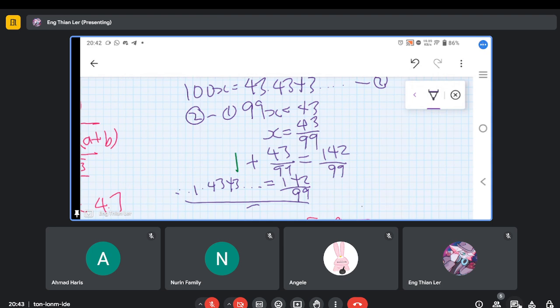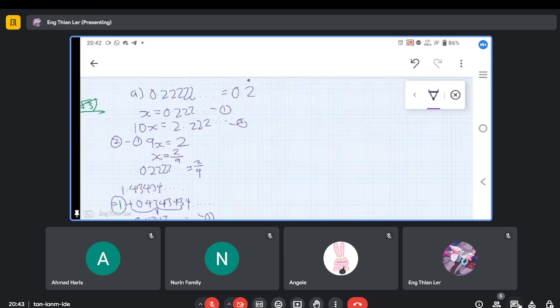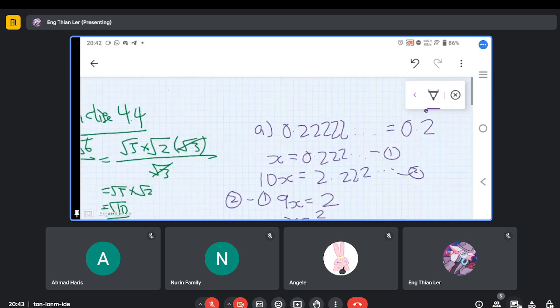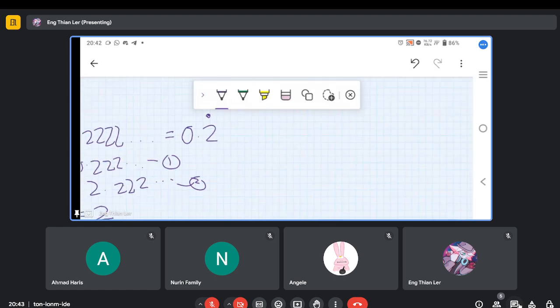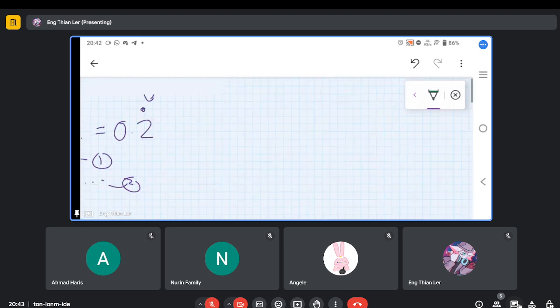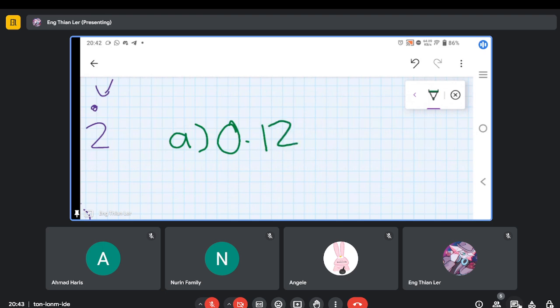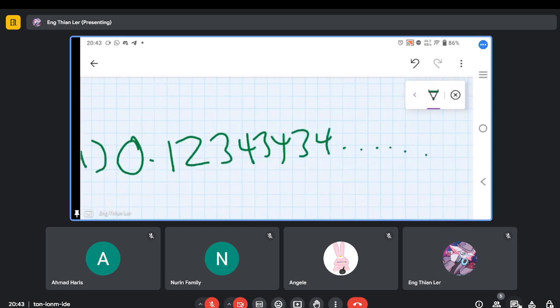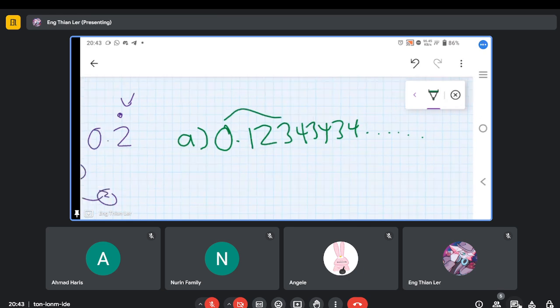You can continue. So this last question is actually pretty special. Why I call this special is this is actually possible to come out in the exam, and this can possibly make all students confused. So I'm going to make this 0.1234 repeating. So now we're going to make this a fraction. But how? We cannot do anything.